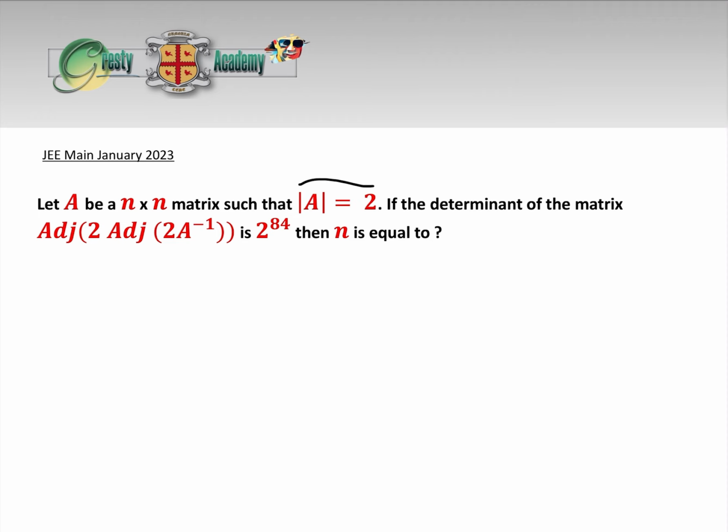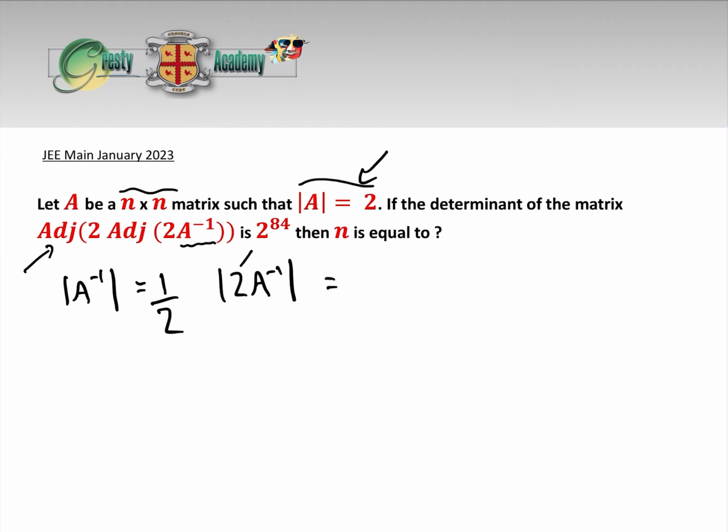Okay, so we're given that the determinant of A is 2, and we're given that it's an n by n matrix. Okay, so now what we need to do is look at this thing and work out what n is. Now I start from the inside. So the determinant of A minus 1 is equal to a half, because it's 1 over the determinant of A. So therefore, the determinant of 2A minus 1, by rule number 1, is equal to 2 to the power of n, a scalar, times the determinant of A minus 1, which is a half, which is 2 to the n minus 1. Okay, so that bit is done.